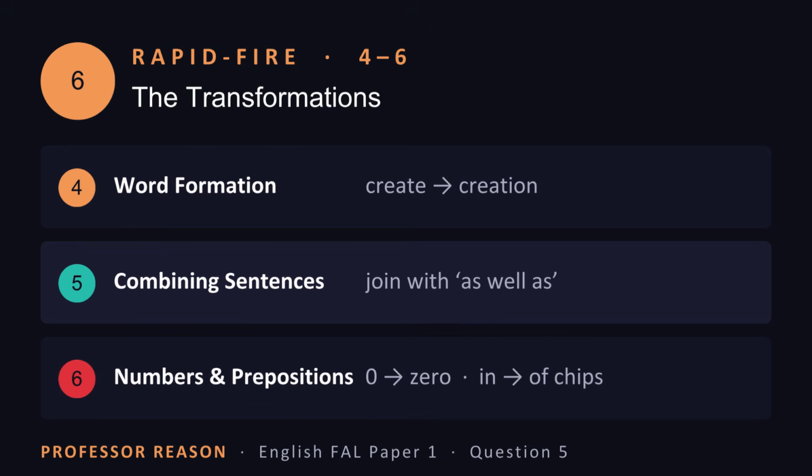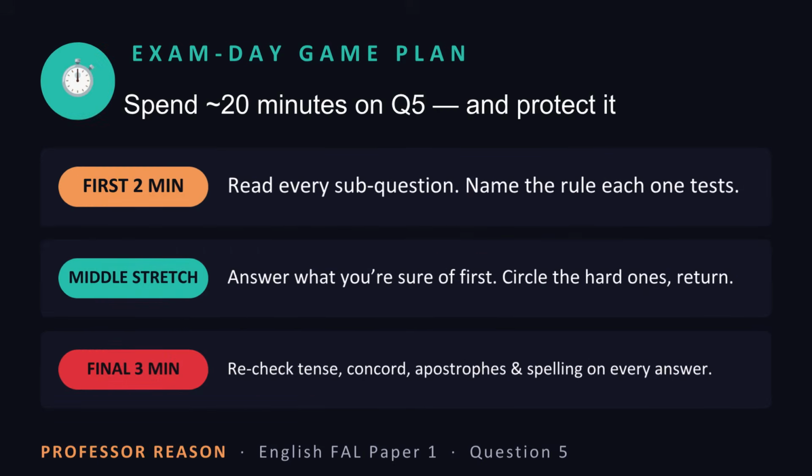Number 6, numbers and the small stuff. Write 0 as a word. Z-E-R-O. Zero. Or nought. Or nil. And watch also for prepositions. For example, a flavor of chips. Not a flavor in chips. Master the 8 rules and these 6 transformations, and no question in question 5 can surprise you in your examination.